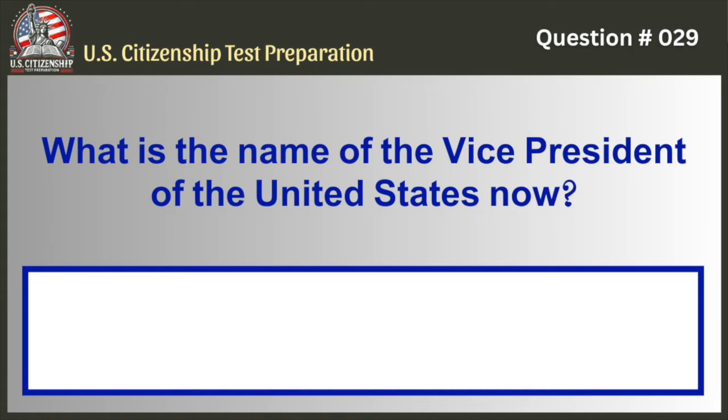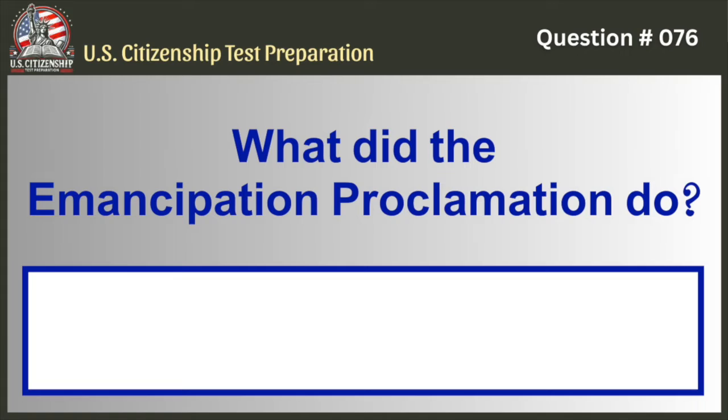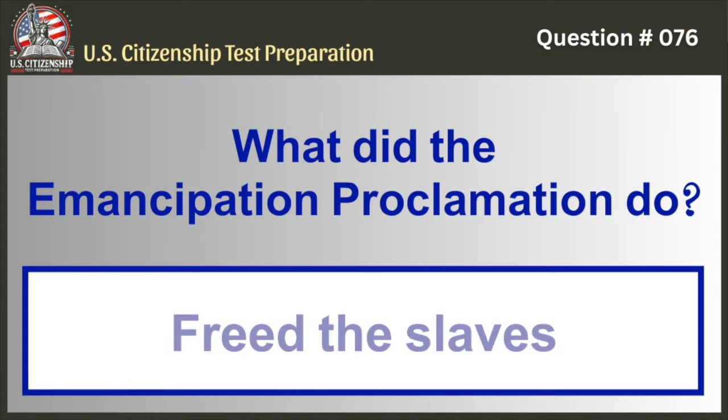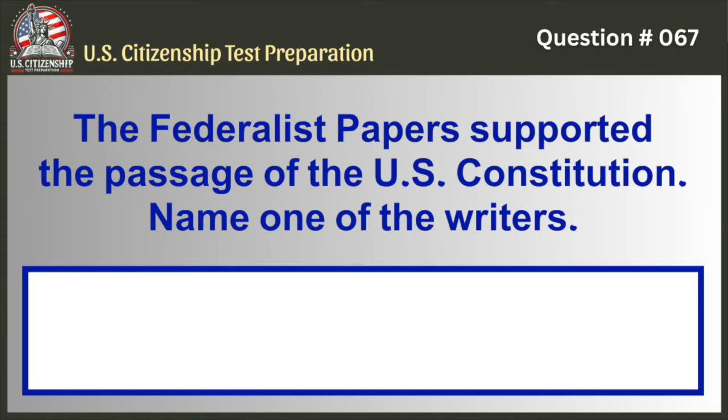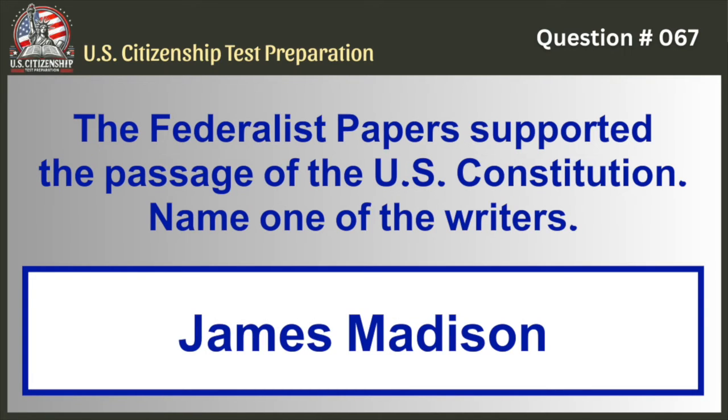What is the name of the Vice President of the United States now? J.D. Vance. What did the Emancipation Proclamation do? Freed the slaves. The Federalist Papers supported the passage of the U.S. Constitution. Name one of the writers. James Madison.